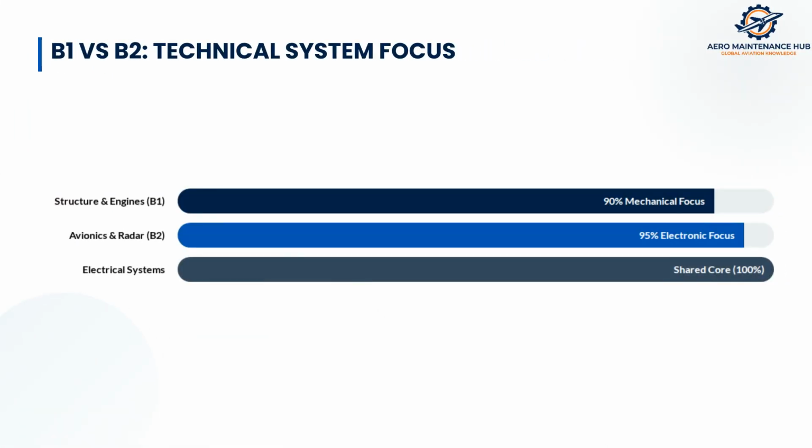The key difference between B1 and B2 is their technical system focus. B1 focuses on mechanical aspects and engines, while B2 dedicates 95% of its focus to the electronic side, dealing with the, quote, brains of the aircraft.